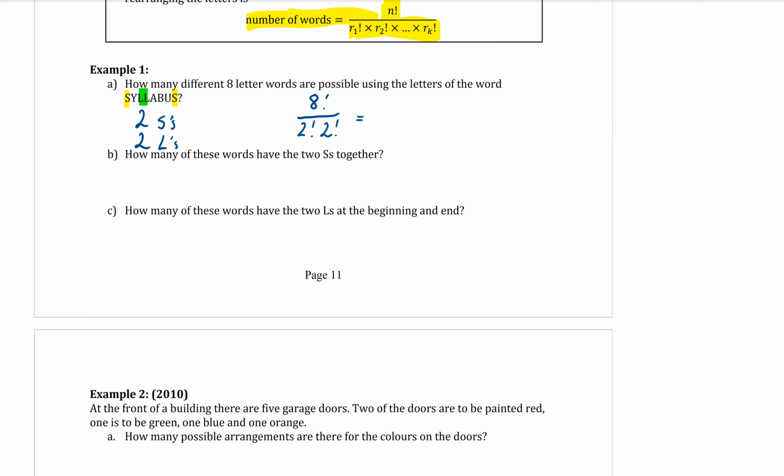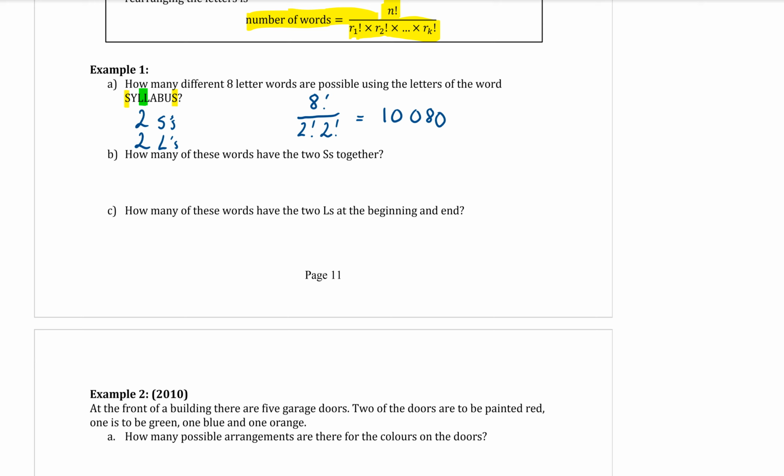Times them. How many is that? 10,080. Okay, now obviously, any of the previous things that we've learnt could also come into play here. Like in part B, we now want to find how many ways we can arrange those letters if the 2 S's have to be together.